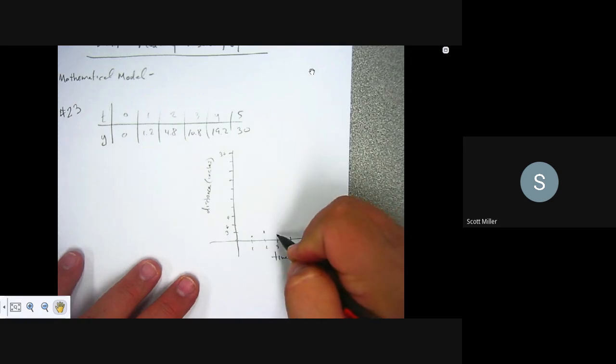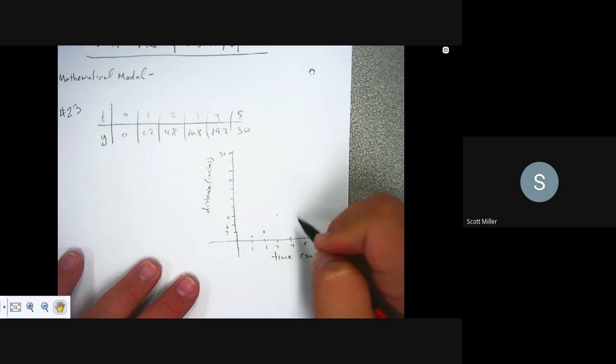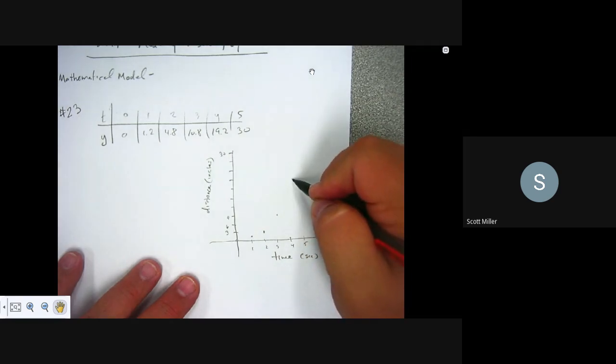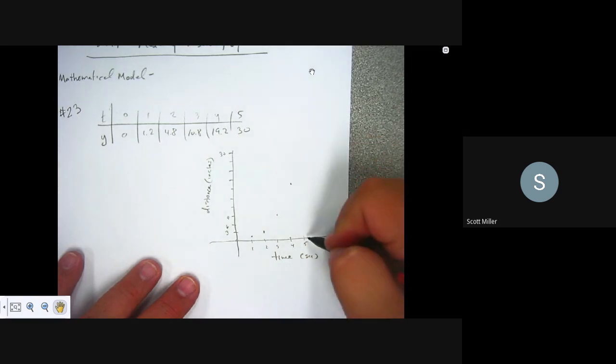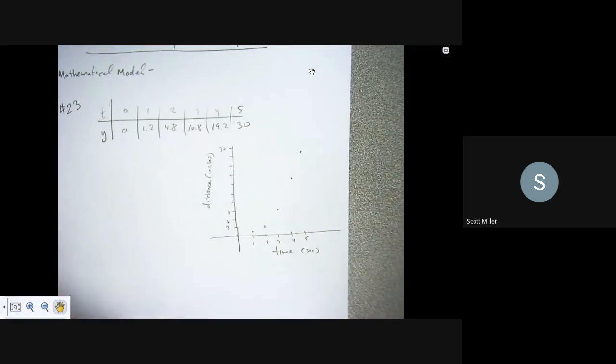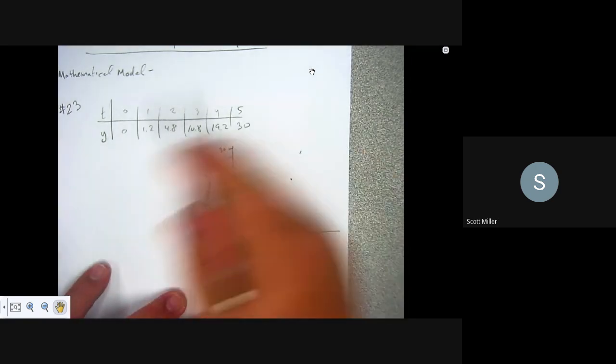And this keeps on going. 3 is at around 10-ish. 4 is around 19, so that's probably right about here. I'm just ballparking here, guys. And 5 is up here at 30, so right about here. So that's the data graphed out. This is a graphical representation of the numerical data.